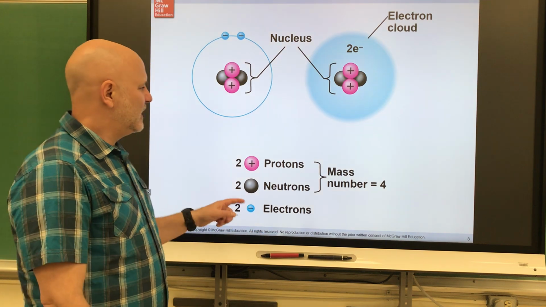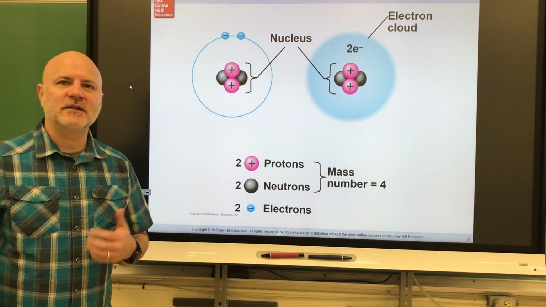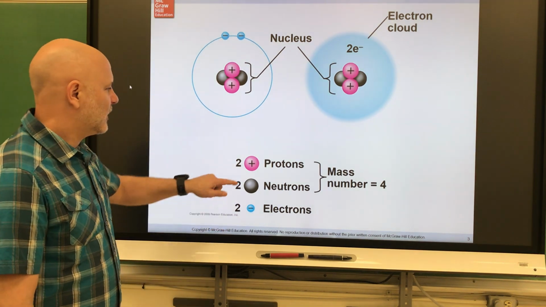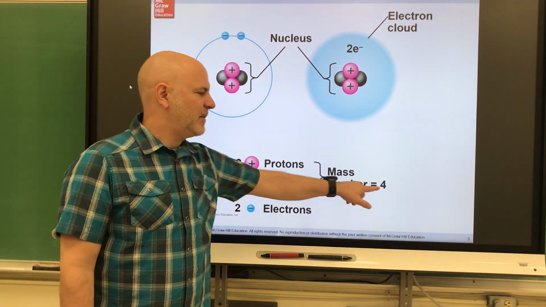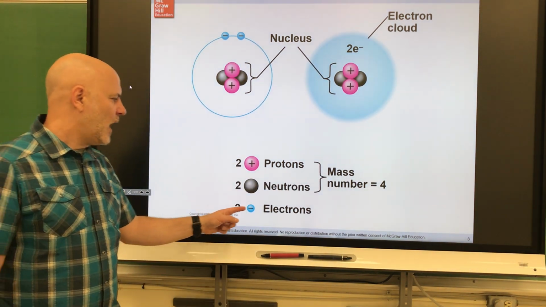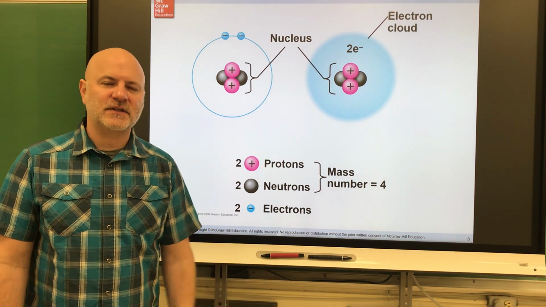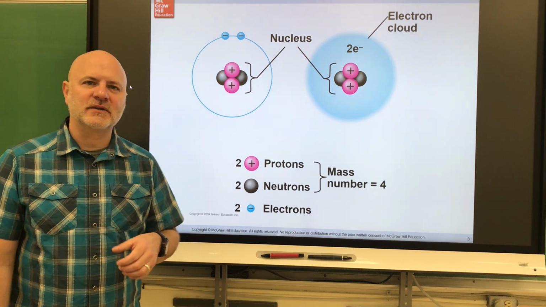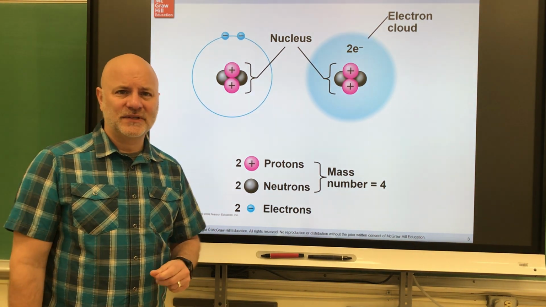Next is mass number, and mass number is the number of protons and neutrons in an atom. Essentially, we're looking at the mass of that atom. So you take the number of protons plus the number of neutrons, that's the mass number. And if you're wondering why we didn't also include electrons, well, electrons are very, very small. They're literally 1/1800th of the size of a proton. Their mass is almost negligible.